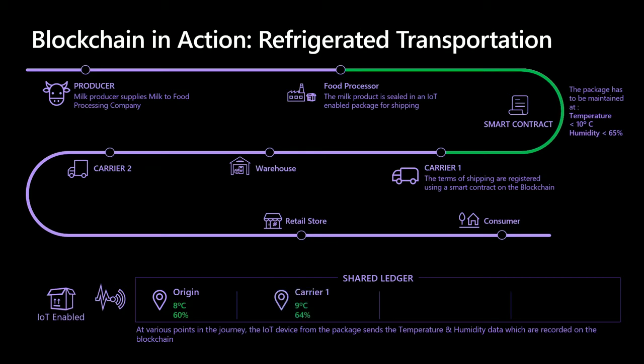Same thing, was able to keep it within tolerance. He handed it off to the warehouse. The warehouse kept it at 9C. Now what's happening here is every time that milk transfers hands, it's actually changing custody, right? And so by putting it on a blockchain as well, you effectively tokenize that milk.